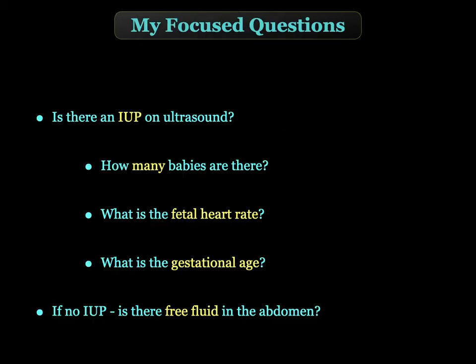The questions that I ask myself every time I perform a transabdominal OB ultrasound include, do I see an IUP on my ultrasound? If I do, how many babies are there? What is the fetal heart rate? What is the gestational age? If I don't see an intrauterine pregnancy and I have a patient with severe abdominal pain or unstable vital signs, do I see any free fluid in the abdomen, concerning for a ruptured ectopic pregnancy?